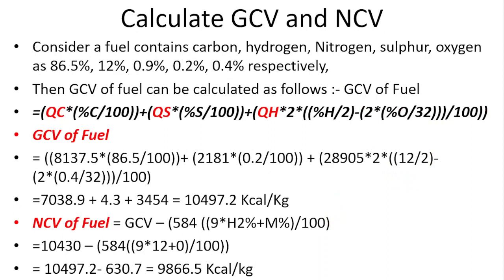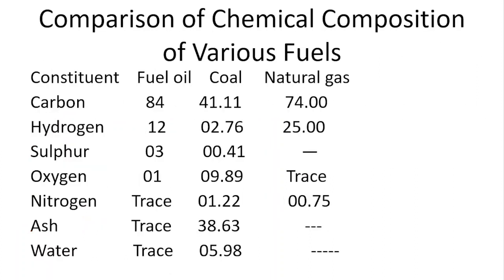So GCV, for simplicity, we consider a fuel containing carbon, hydrogen, nitrogen, sulfur and oxygen as 86.5%, 12%, then 0.9%, 0.2% and 0.4% respectively. Then the GCV can be calculated as per the formula. And you will see the GCV is 10,497.2 kilocalories per kg. The NCV of the fuel can be calculated, which comes to around 9,866.5 kilocalories per kg.